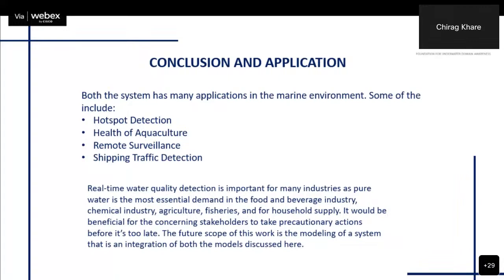The future scope of this work is the modeling of a system that is an integration of both the models discussed here, so that we can get real-time water quality parameters as well as the shipping traffic can also be detected for a complete water quality monitoring. So that was it from my side. Thank you so much.